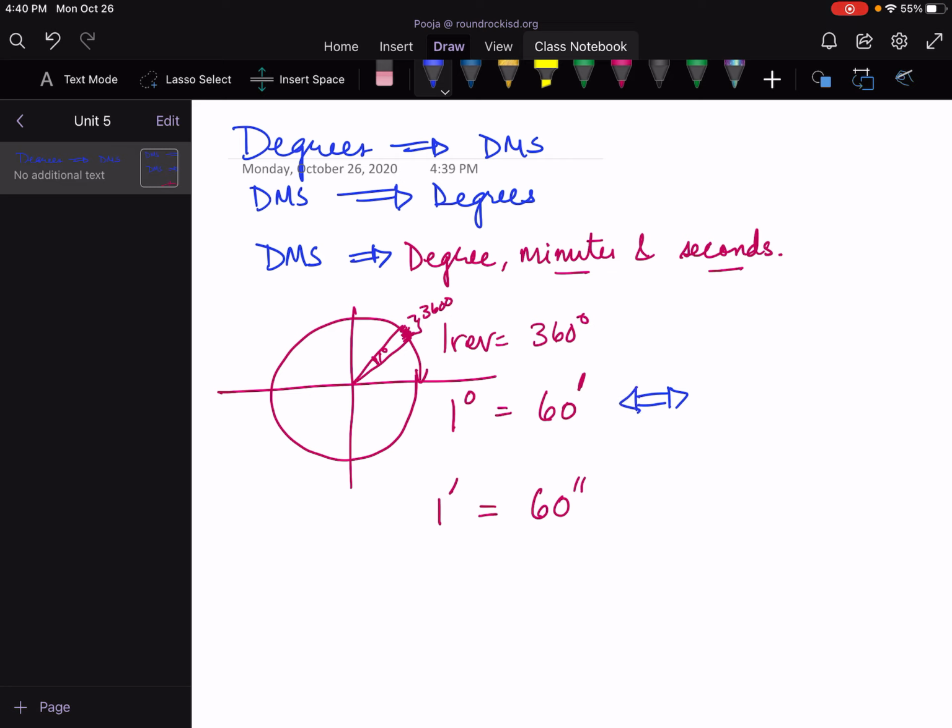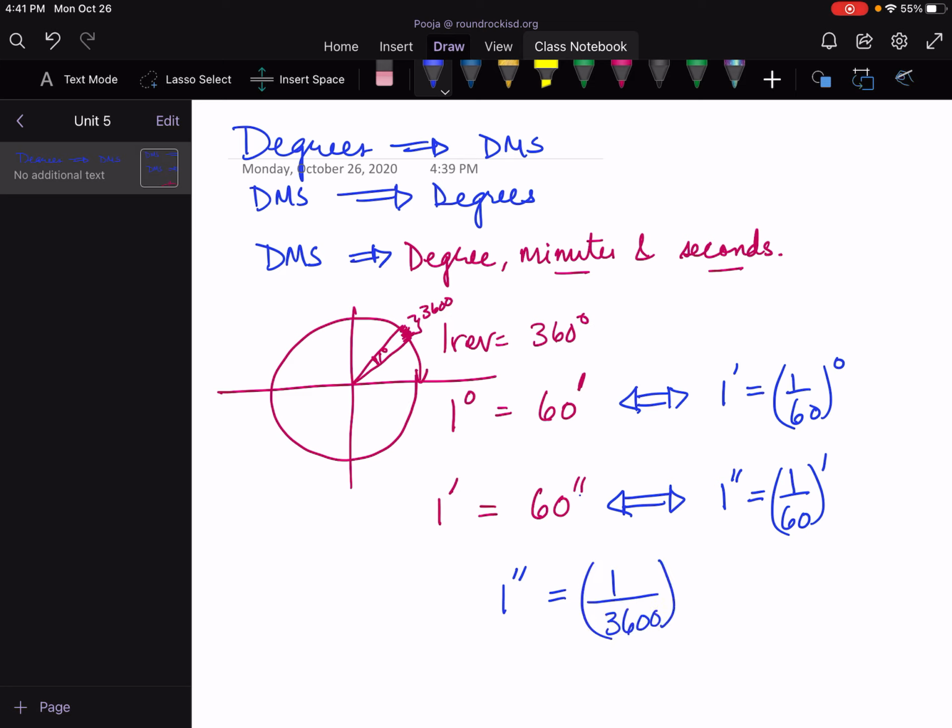Okay, now that 1 degree is the same as 60 minutes, if you read it backwards, 1 minute is the same as 1/60th of a degree. Think about it for a second. Similarly, if 1 minute is equal to 60 seconds, then each second would be equal to 1/60th of a minute, right? And then one big picture: each second, which is very, very small, would be 1 out of 3,600 parts of a degree. And this is the whole concept here.